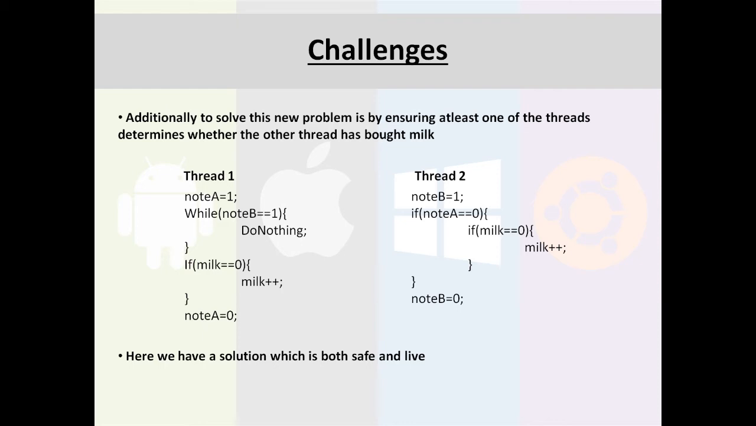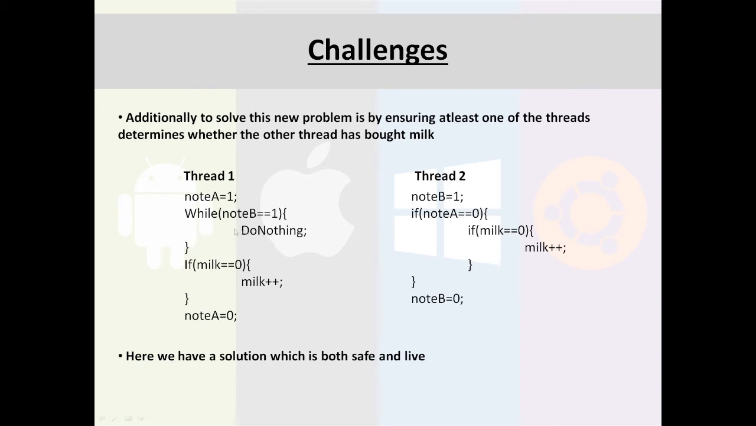And that is by ensuring at least one of the threads determines whether the other thread has bought the milk. So instead of both of them looking at each other, the one thread will look at everyone else first. So we do this by changing our code up a little bit. We still have node A equal to 1 when I'm contemplating buying something. And now, instead of just skipping this, if node B is equal to 1, we're going to say while node B is equal to 1, do nothing.